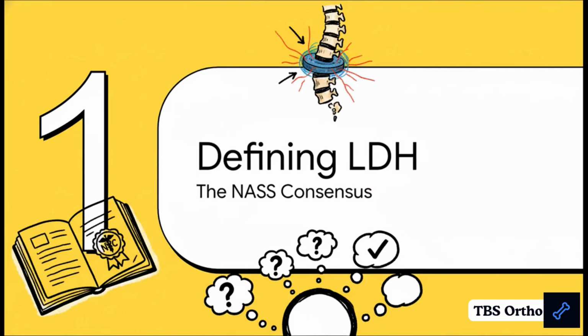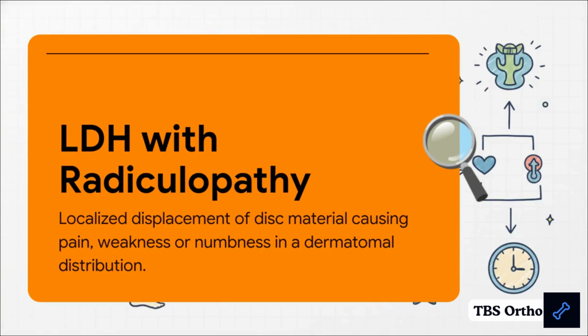Before we can talk about treating it, we all need to be on the exact same page about what it is. And for that, the NASS clinical guidelines give us our consensus definition. And here it is. Now, the most important thing to remember here is that this is a 2-part diagnosis. It's an anatomic finding, the displaced disc material, that absolutely must be paired with the clinical features, the radicular symptoms. You need both. You need the imaging and the classic story. This standard is really going to be the foundation for everything else we discuss.